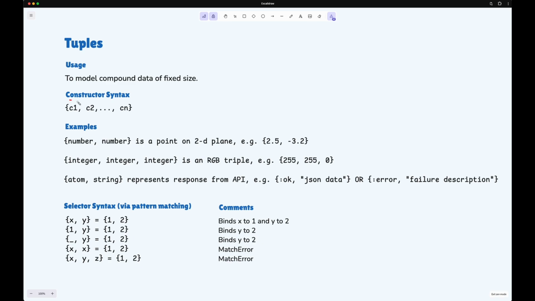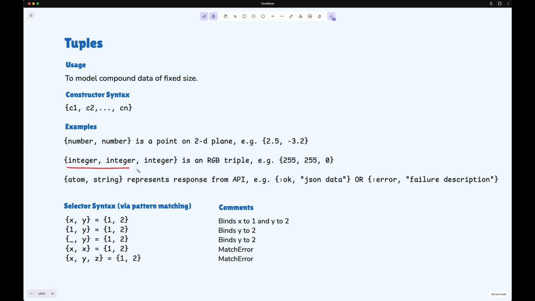So how do we construct a tuple? We put the component values inside curly braces, and the values are separated by commas. Let's look at a few more examples beyond this point on a 2D plane. By the way, the type of the point on a 2D plane will be represented by curly braces, number, comma, number.